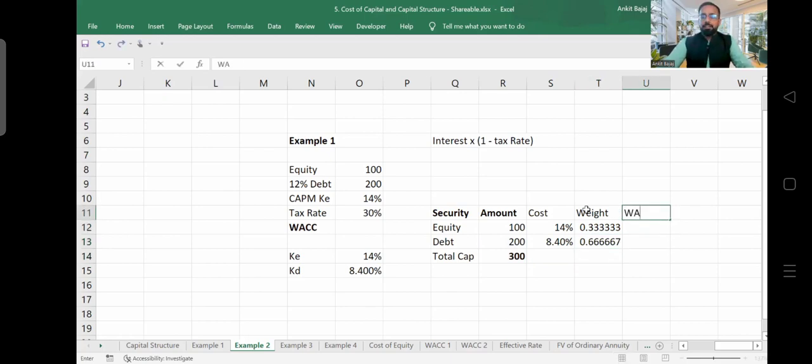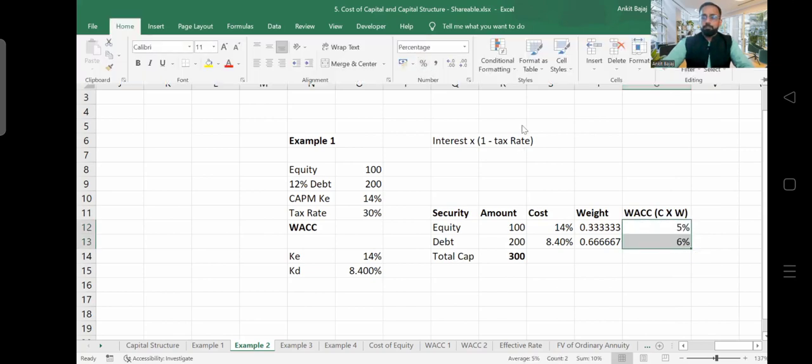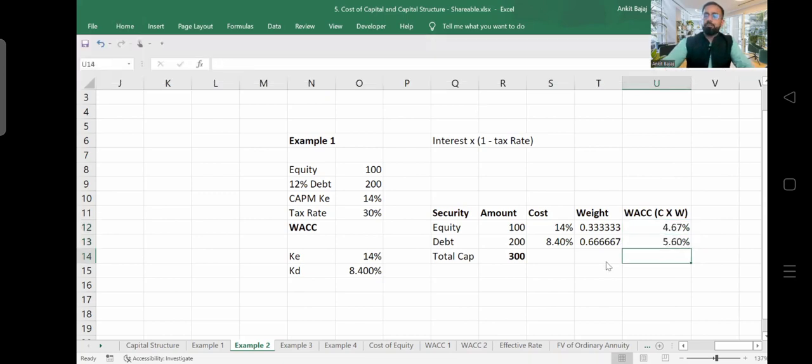Now, if I want to calculate, what formula will you be using? I will be using cost into weight. This is the formula I have to use to calculate weighted average cost of capital. So simply now I have to multiply these values, 14% into 0.33 and 8.4% into 0.67, and I will convert these values into percentage. Then I total these two values and I get the overall cost of capital, that is 10.27%. This is how we have to calculate the weighted average cost of capital.